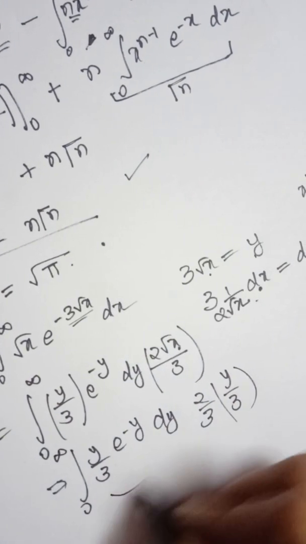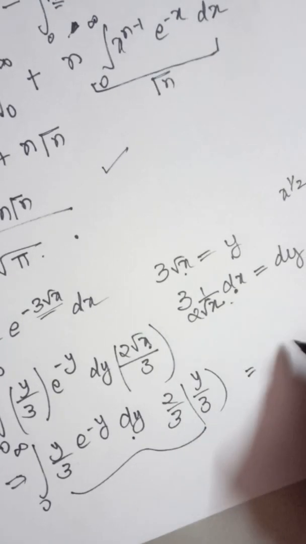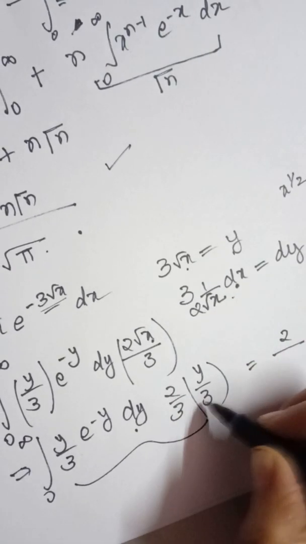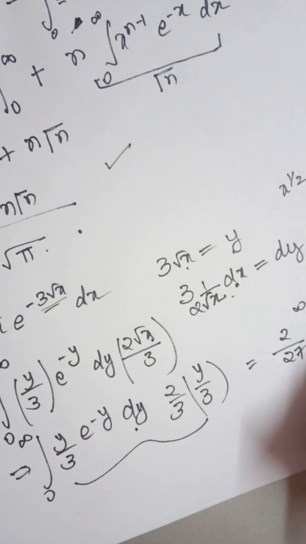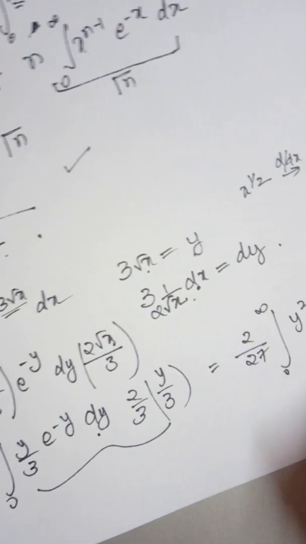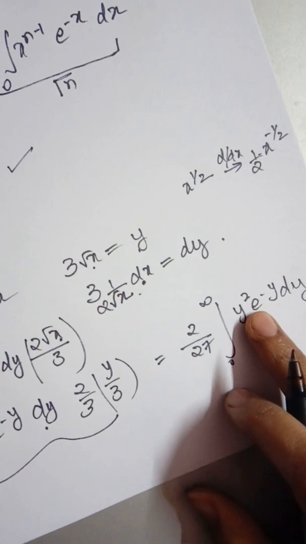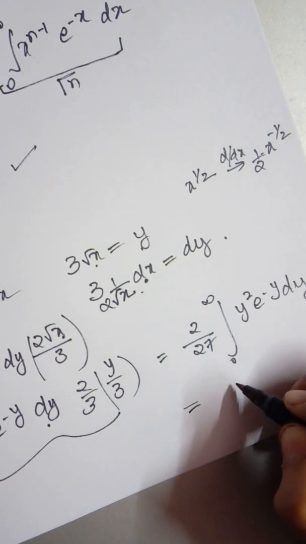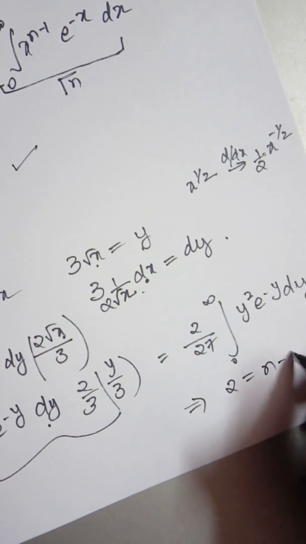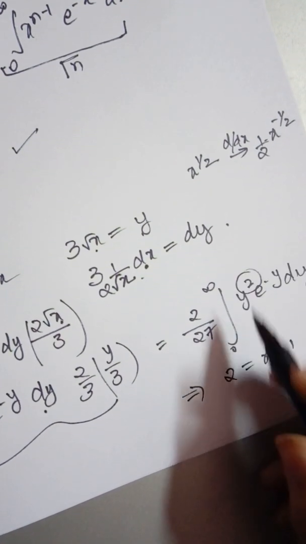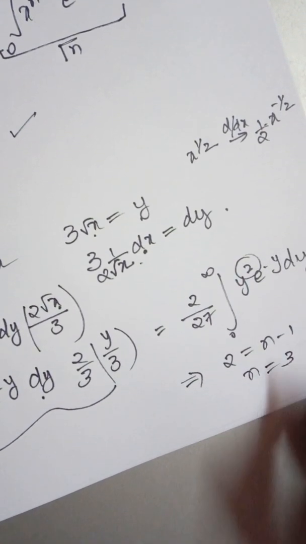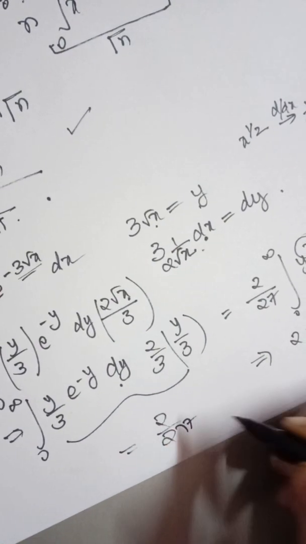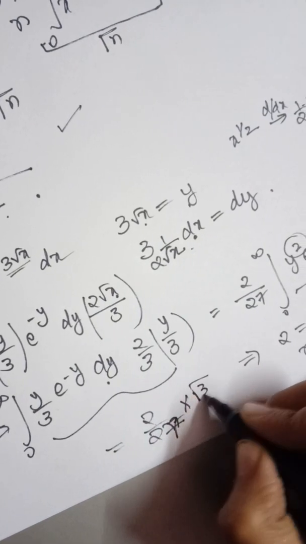Now this entire integral is in terms of dy. We can easily solve it. First of all, take the constants outside. So it is 2 by 27, the integral from 0 to infinity of y squared e to the power minus y dy. Now, can you see? This is nothing but again a gamma function. When we compare it with the definition, we get that 2 is nothing but n minus 1 here, so the value of n is 3. That means this integral is nothing but gamma 3. So it is 2 by 27 into gamma 3, right? Now, what is gamma 3?